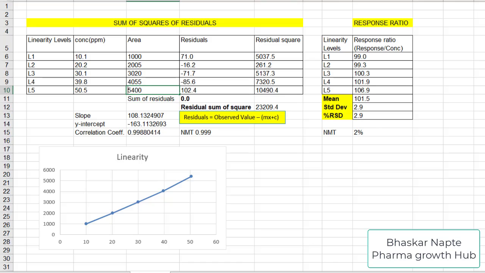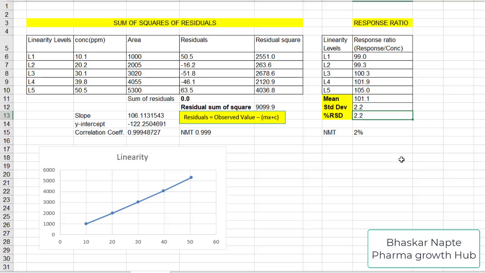Let us go back to 5,300 now. In this case, you got the correlation coefficient 0.9994, meaning it is meeting your acceptance criteria. However, your percent RSD is a little higher, 2.2%. So that way, sometimes the response ratio may be a more stringent parameter as compared to the correlation coefficient.